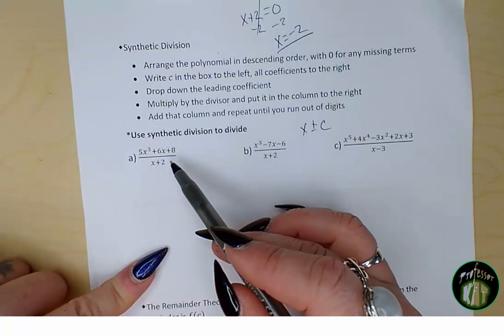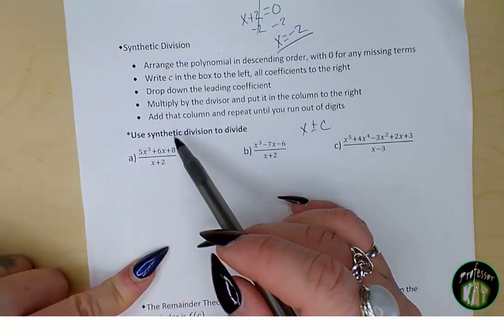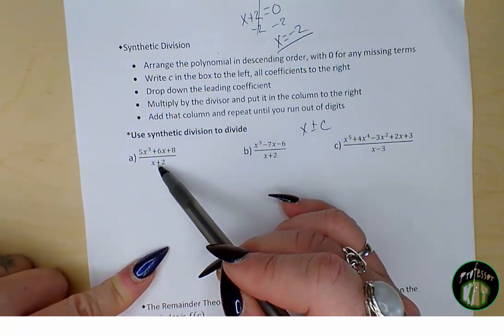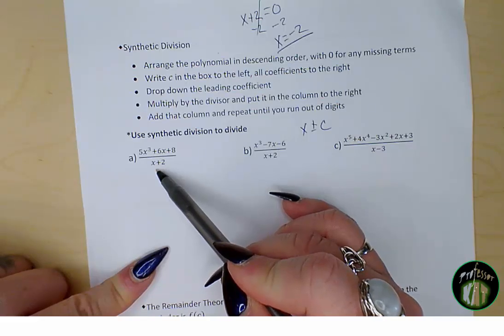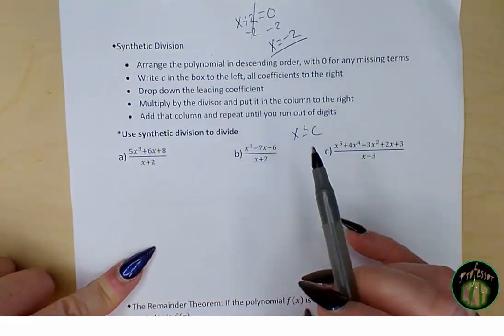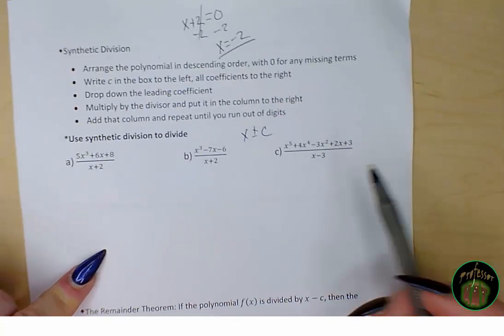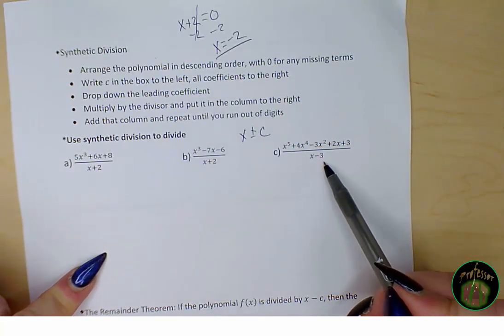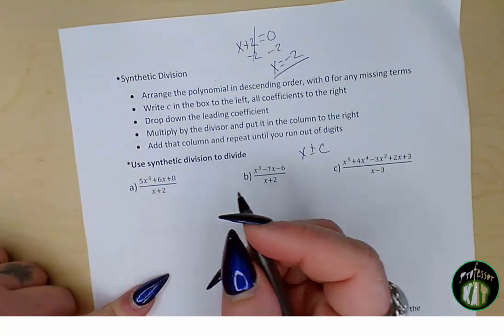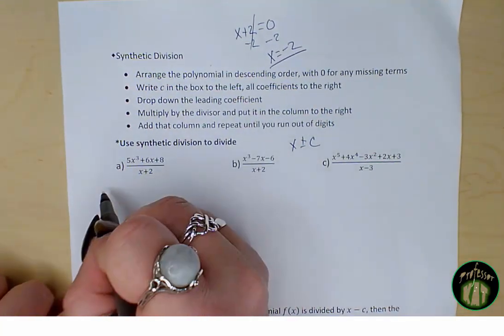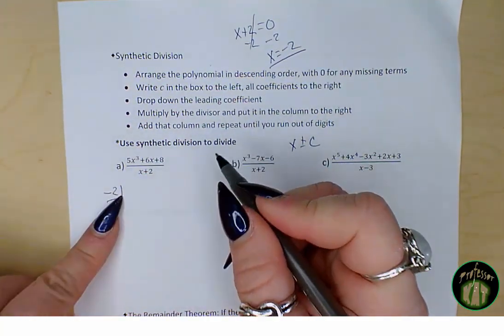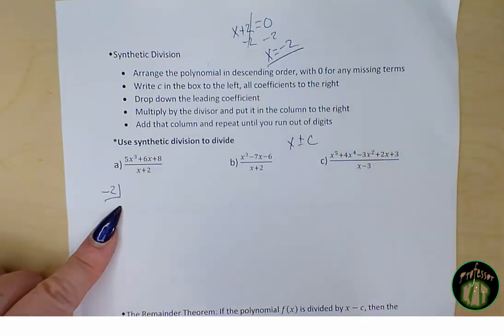So the way that's going to work, this is x plus 2, so we should know minus 2. Think of the opposite sign of this number: minus 2. This would also be a minus 2. This here would be a positive 3 that we would divide by. And we're going to take that minus 2 and put it in a box over here to the corner to the left.